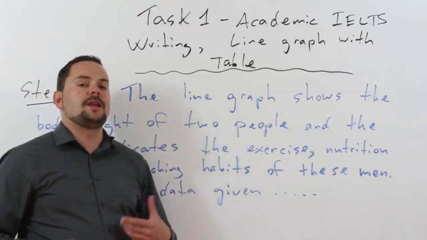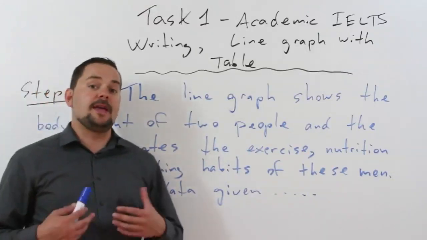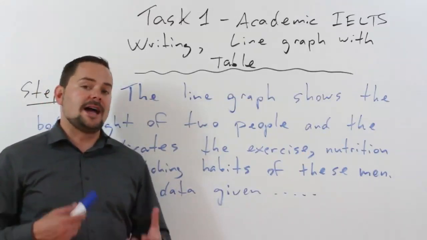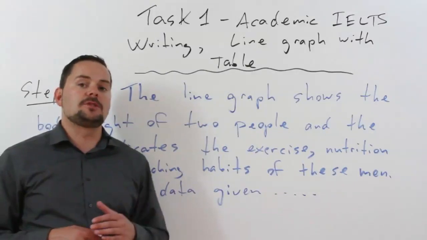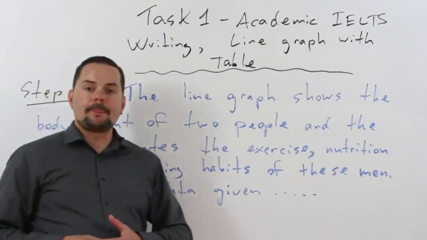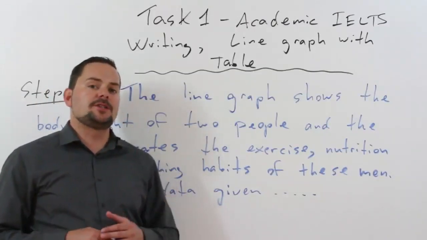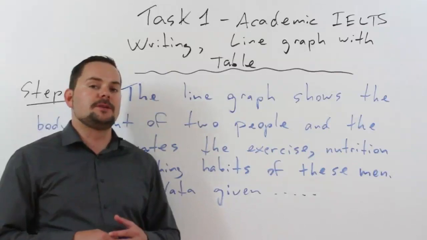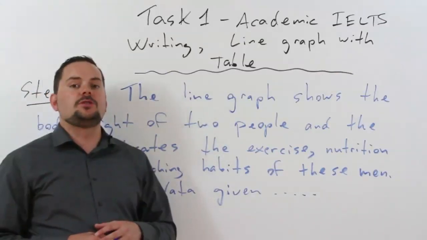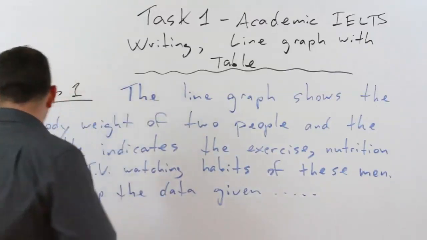So, of course, my next step will be to identify the main features of this line graph and table. So the titles, the axes, the titles of the columns and rows. And then, of course, after that, to mark the points of comparison from most important to least important. So let's go to the next step, which is to look at the main features of the graph and the table.